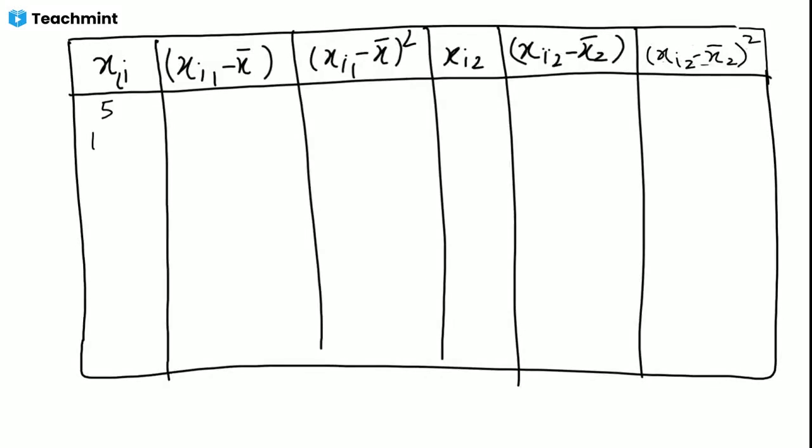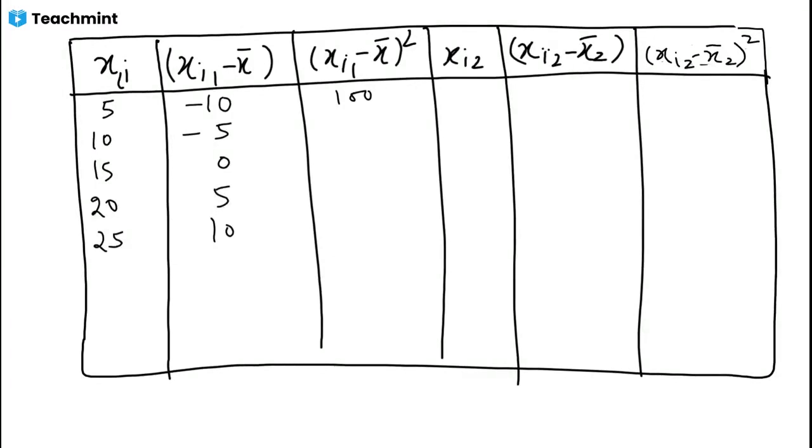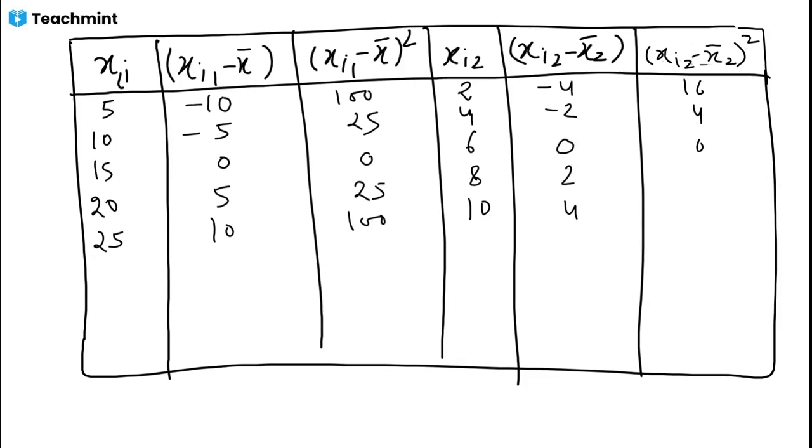So we have here 5, 10, 15, 20, 25. Then xi1 minus x bar means 5 minus 15, which is minus 10, then minus 5, 0, 5, 10. Squared, that is 100, 25, 0, 25, and 100. Now here we have 2, 4, 6, 8, 10. Let us find the difference with the mean: 2 minus 6 is minus 4, then minus 2, 0, 2, 4. Its square is 16, 4, 0, 4, and 16.